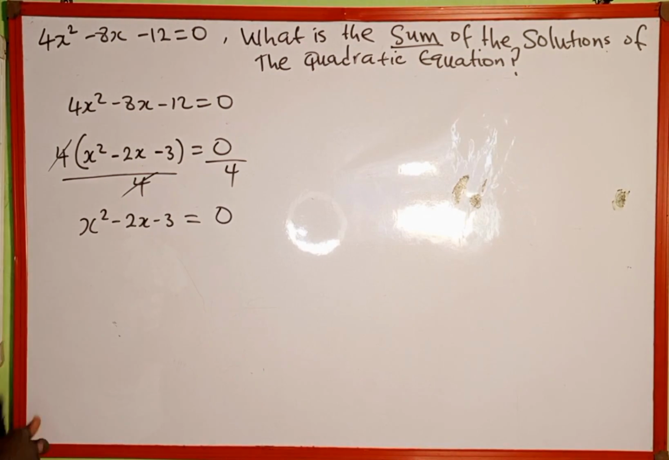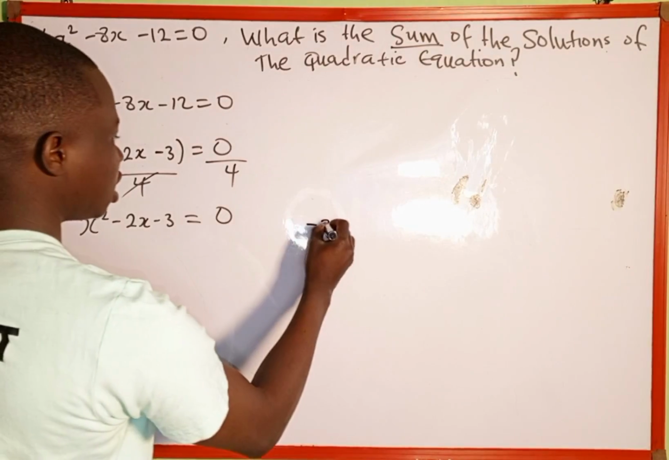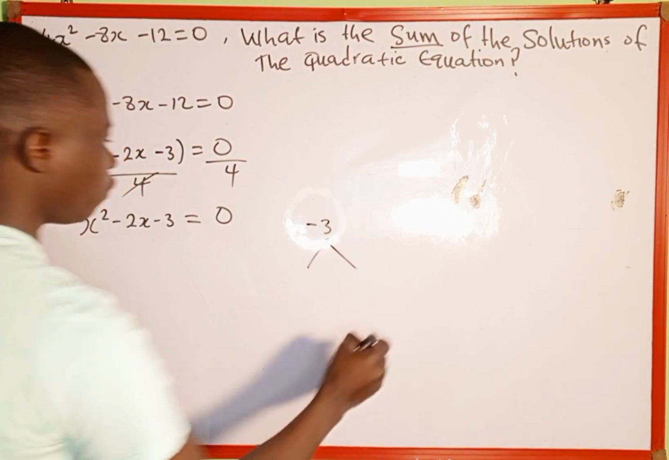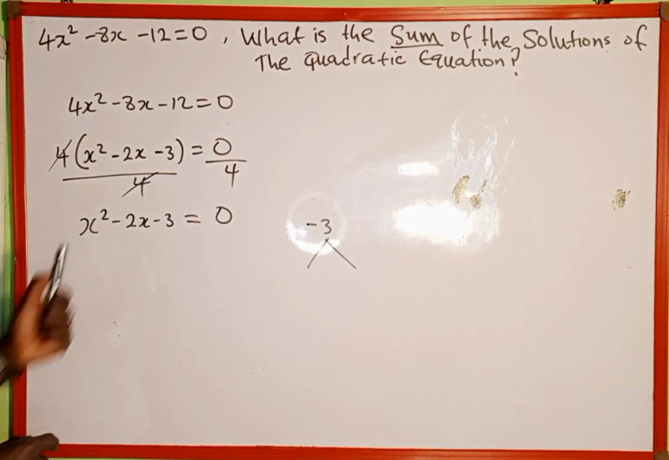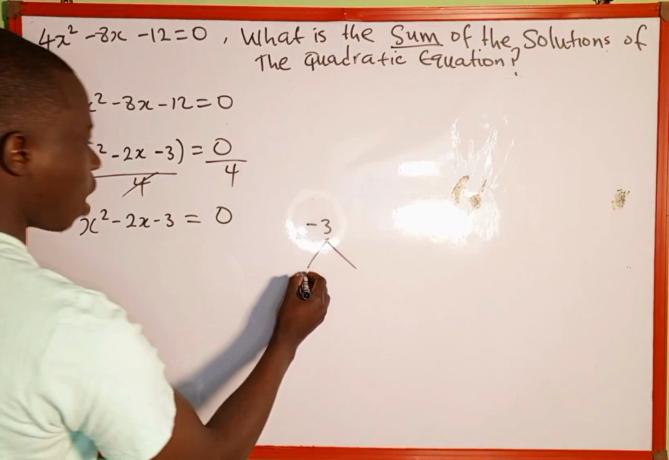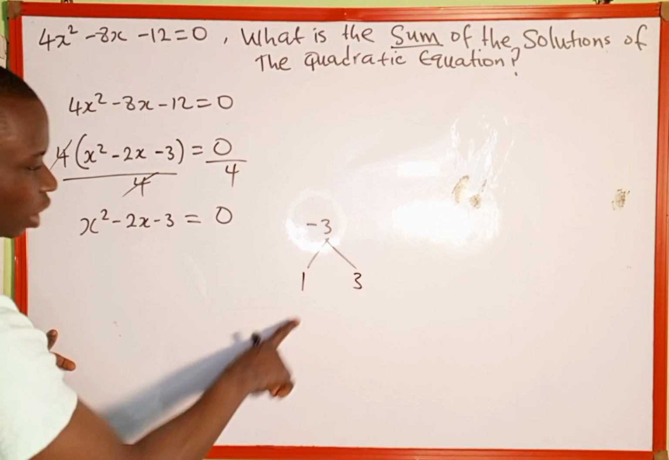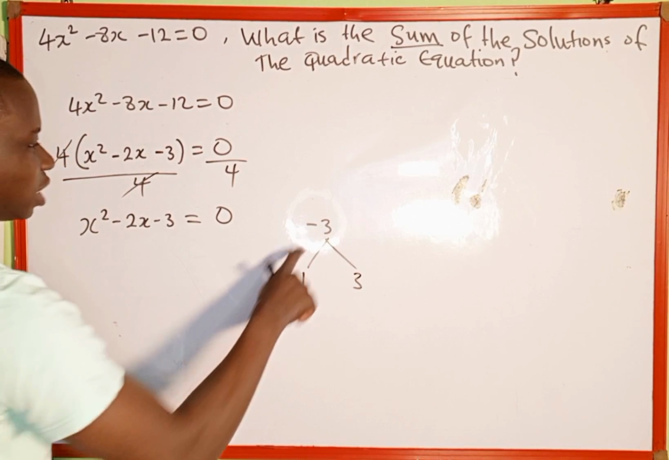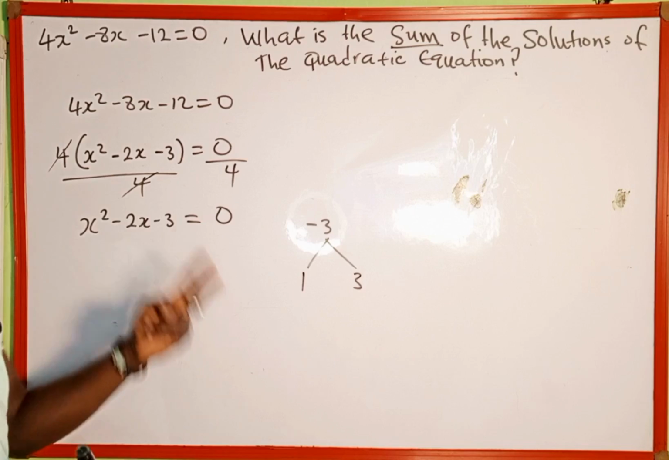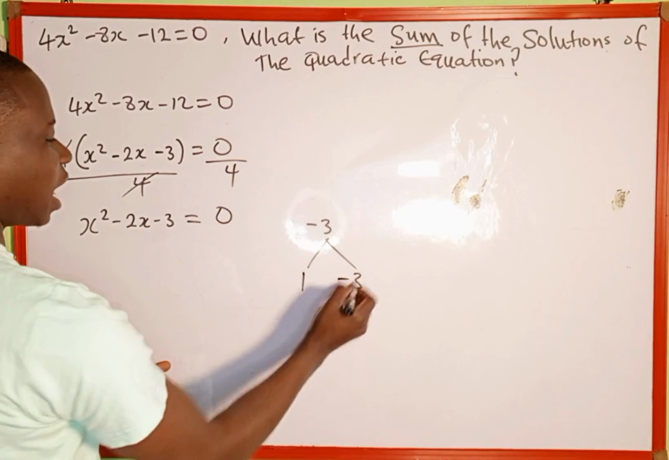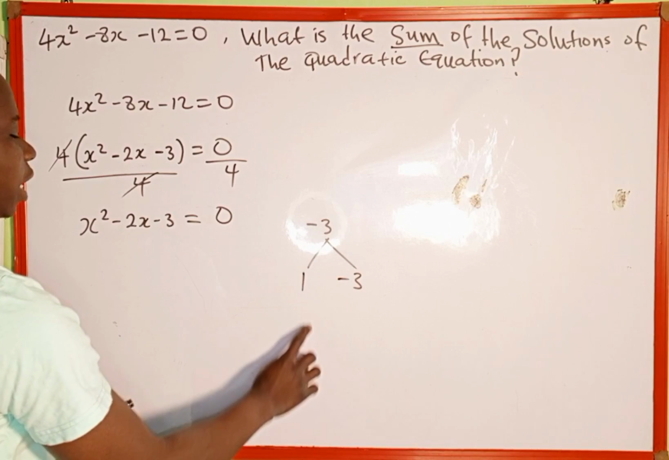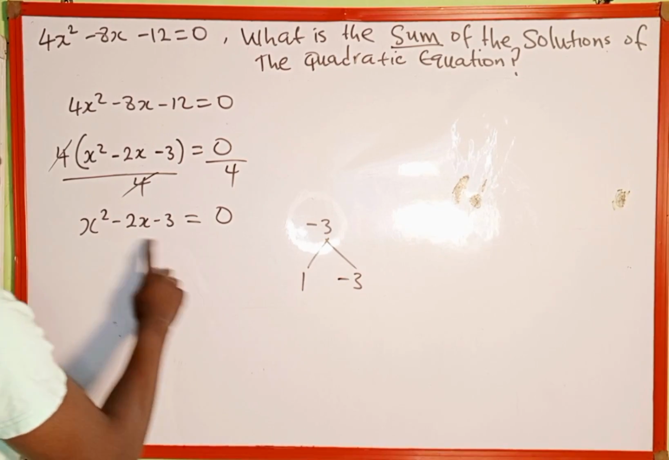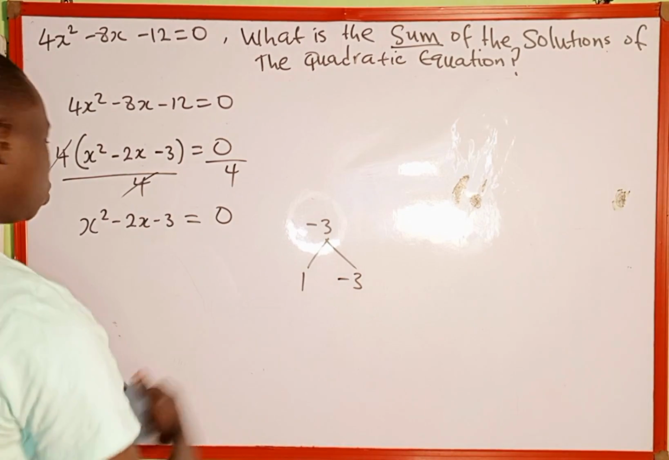The next thing we are going to do, since the leading coefficient here is 1, is consider the constant negative 3. Then we look for two factors of 3 that, when we multiply, give negative 3, and when we add, give negative 2. So 1 and 3 are factors of 3. 1 multiplied by 3 gives us positive 3, but we are looking for negative 3, so we can add a negative sign. 1 multiplied by negative 3 is negative 3. Then 1 plus negative 3 gives us negative 2. So we are going to use these two numbers.